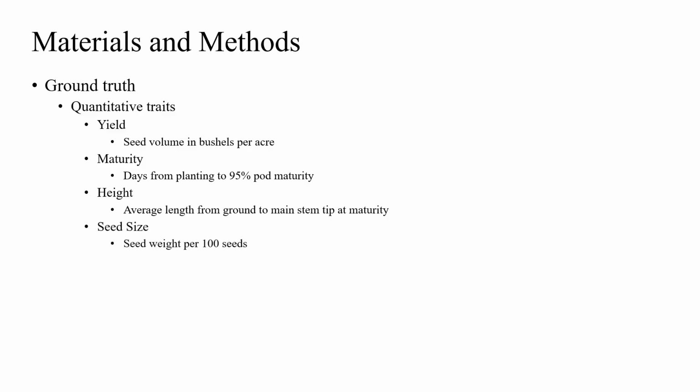For end season ground truth, there were 7 quantitative traits, including yield, or seed volume in bushels per acre, adjusted to 13% moisture content. Maturity, or the number of days in between the planting date and the date when 95% of the pods have reached their mature color. Height, or the average length from ground to the tip of the main stem at maturity in inches. Seed size, or the seed weight per 100 seeds in grams. Protein, oil, and fiber, or seed composition measured through an Infratech 1241 grain analyzer.